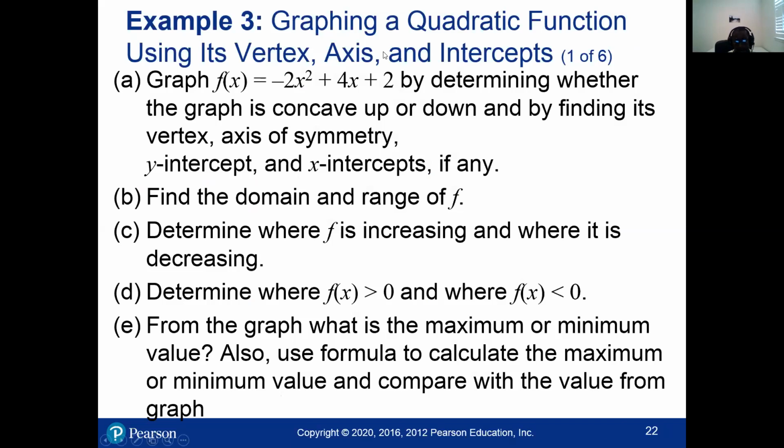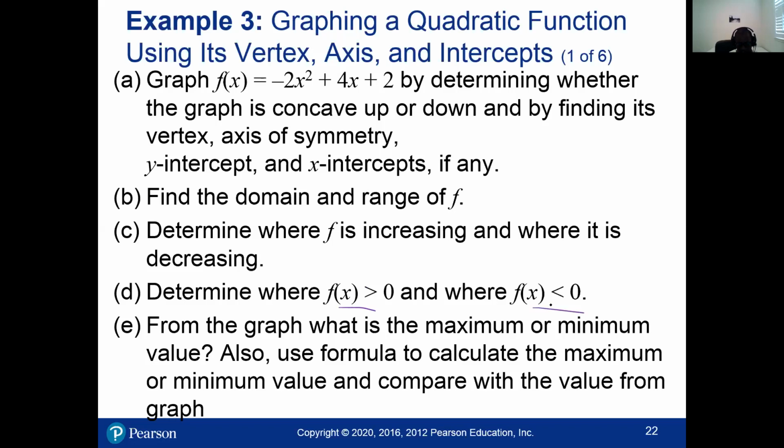Say graphing a quadratic function using the vertex, the axis, and the intercepts. Okay, so we want to graph that. Then we want to find the domain and the range, because we will determine where f is increasing or decreasing, depending on whether it's concave up or concave down. Then determine where f of x is greater than 0.